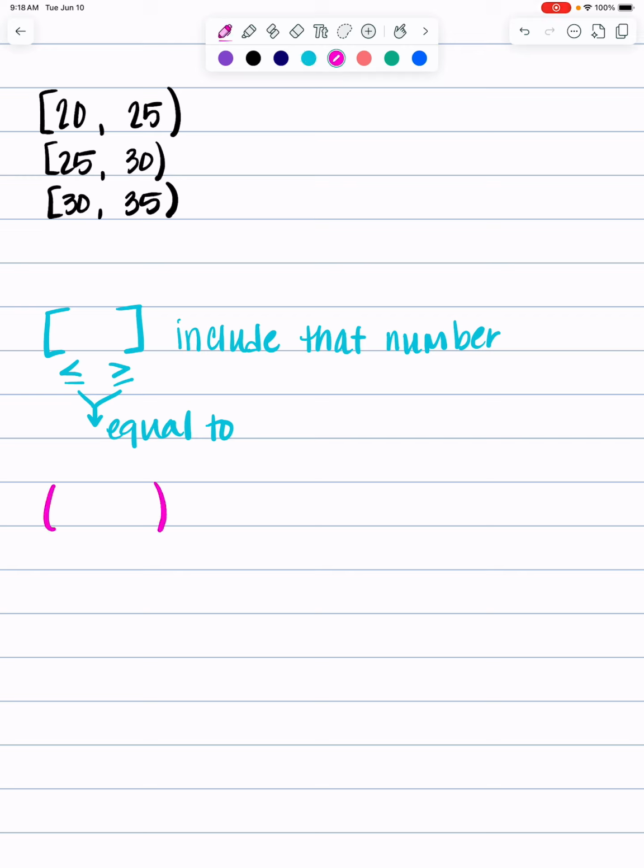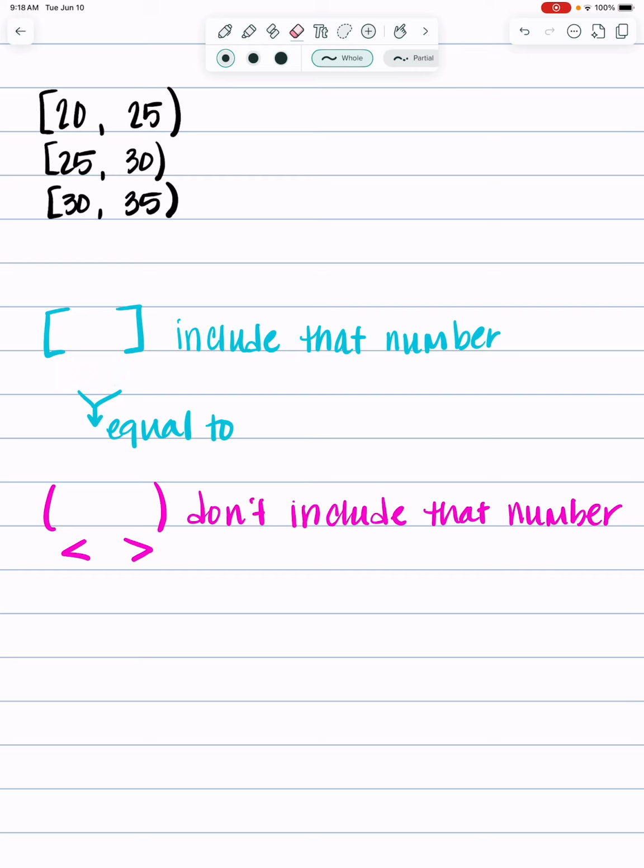When you have the normal parentheses, we don't include that number. This comes from the strictly less than and strictly greater than symbols. Those are not necessarily in the right order. I'm going to flip them around because somebody's going to email me and say, Ms. Graham, you did that wrong. This would be greater than or equal to, less than or equal to. And this would be greater than and less than, to put them in the same order as the brackets or the parentheses.